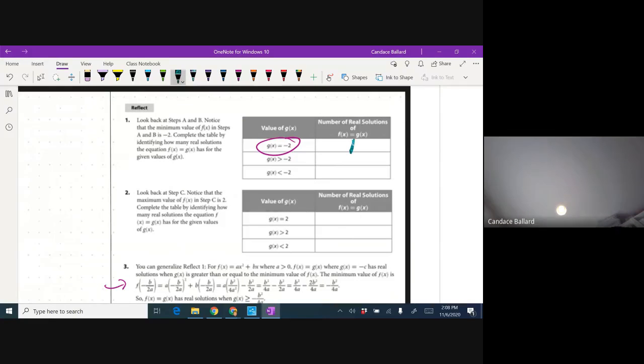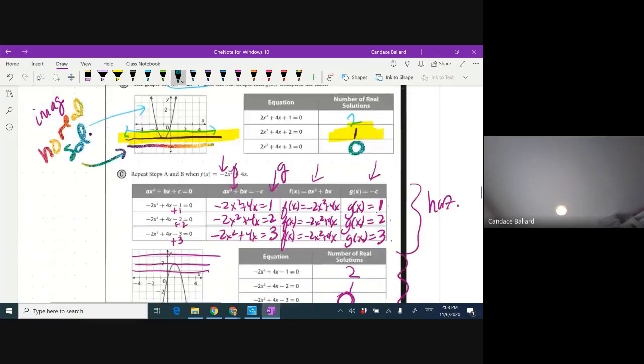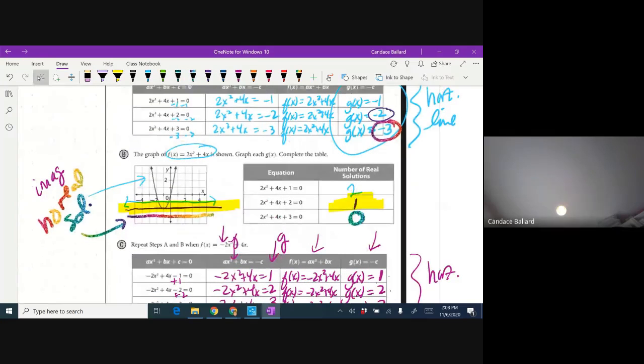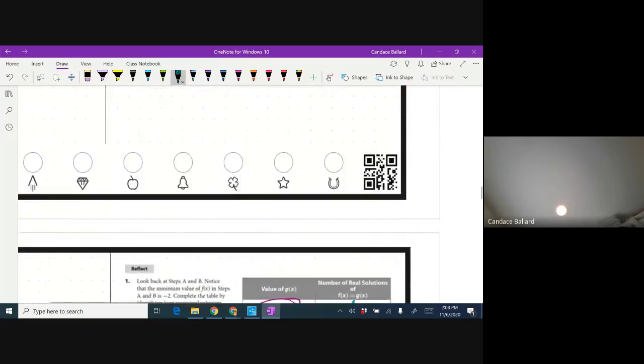Okay. Now it's saying greater than -2. So that means I need all the numbers that are bigger than -2. So let's look at that. I'm going to go back to that graph. If I am bigger than -2, that means I am up here somewhere, and it doesn't matter where I am up there. How many solutions am I always going to have if I'm bigger than the minimum value? Tell me in the chat. There we go. Good job. We're going to have 2.